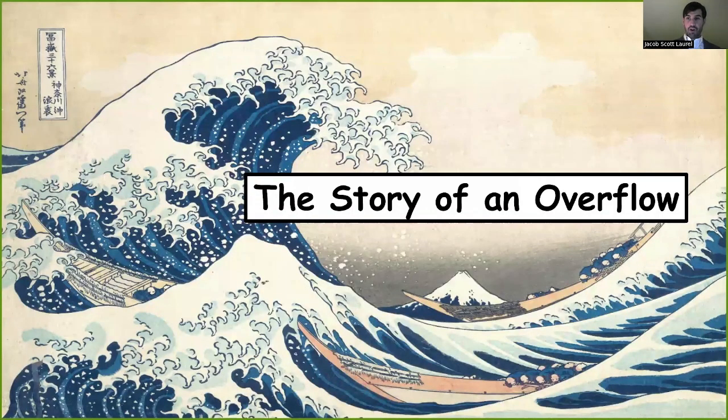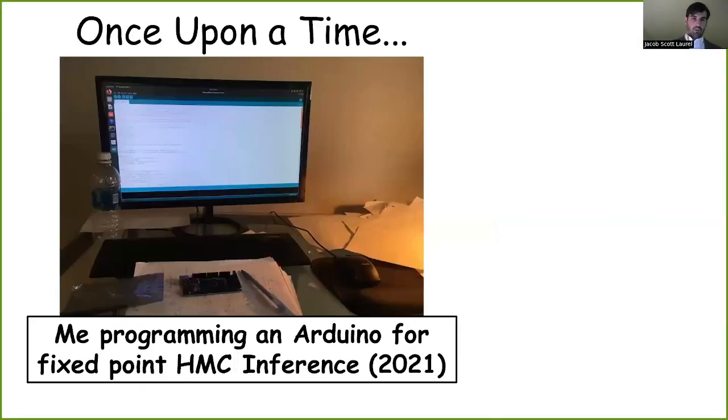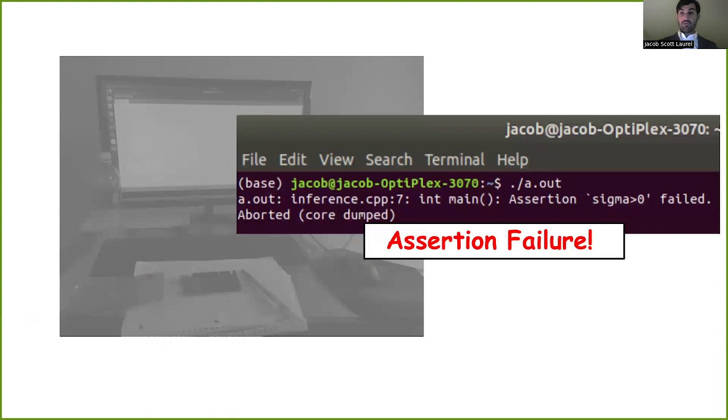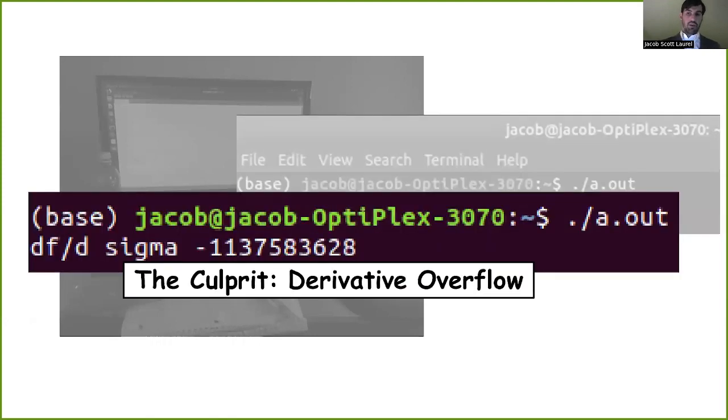So, to motivate why, let's start with a story. Once upon a time, this was me in my apartment. I was trying to program this Arduino in order to get fixed point arithmetic Bayesian inference to run. So I got this fixed point arithmetic library, I compiled everything, and then when I tried to run it, I got an assertion failure. The program crashed. Now, after a bit of debugging, it turned out that the culprit was that a derivative had overflowed past the fixed point number's allowable range.